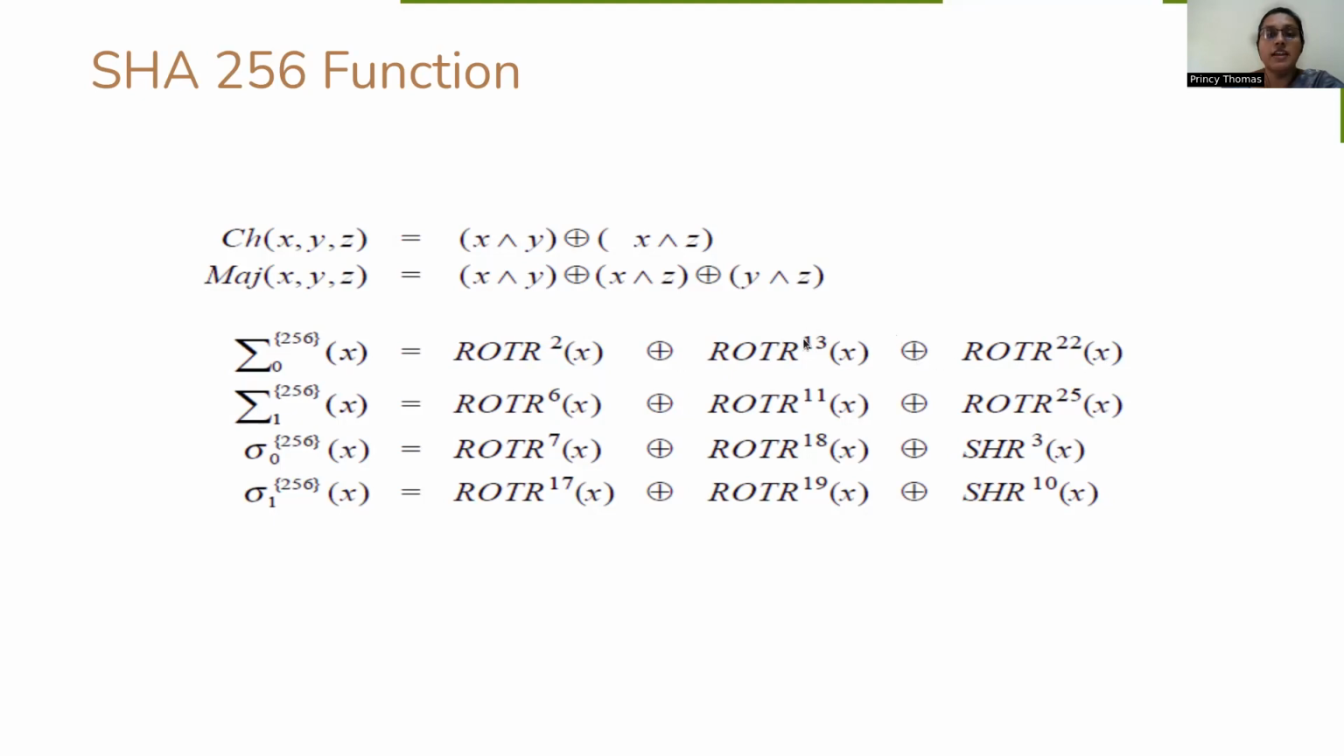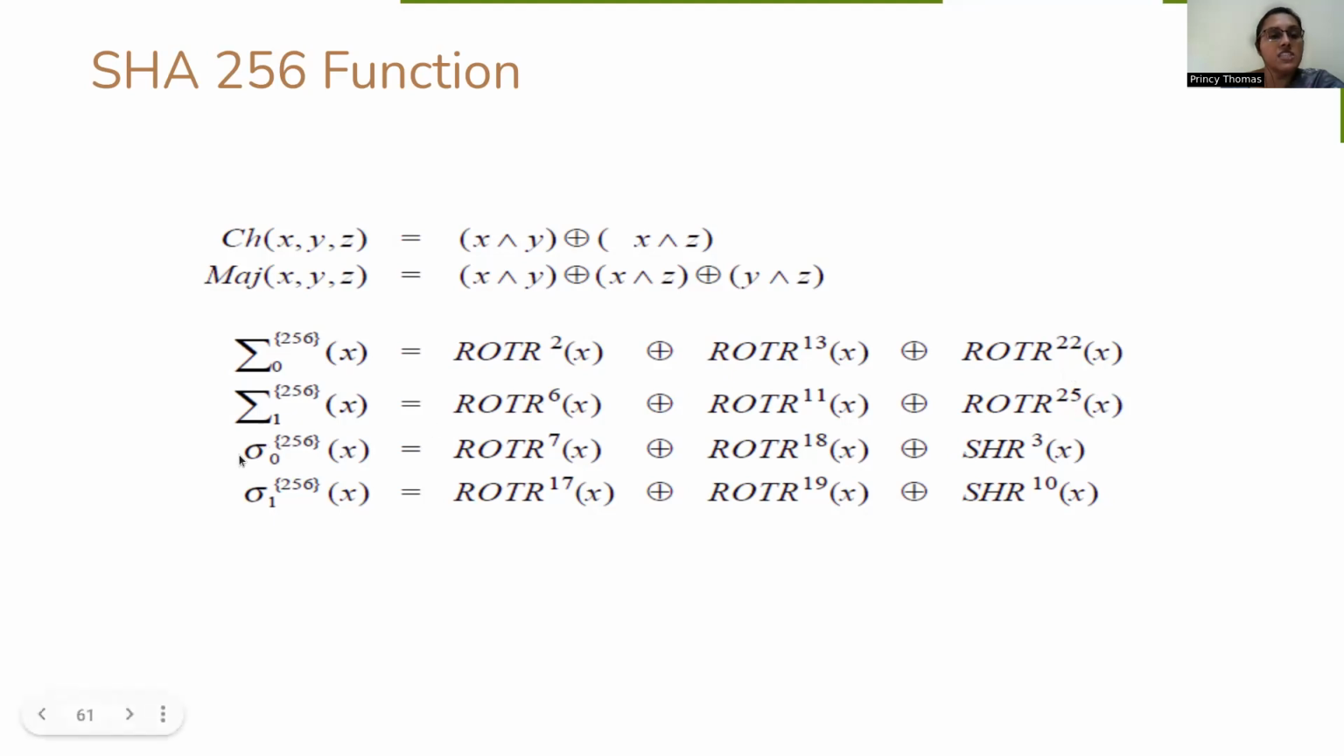Okay, this is rotate right 13 bits, 2 bits, 22 bits. And this symbol is for XOR. Everything is being done with the input value x. In the case of Σ1 of 256, 6, 11, and 25 are the rotate right values. I mean, rotate right 6 bits, rotate right 11 bits, and rotate right 25 bits of x.